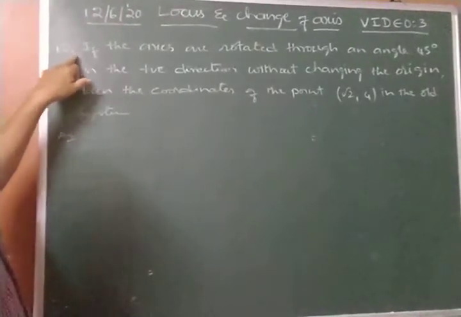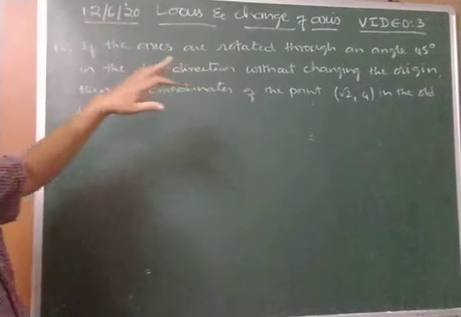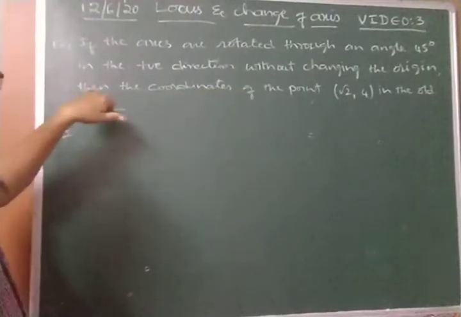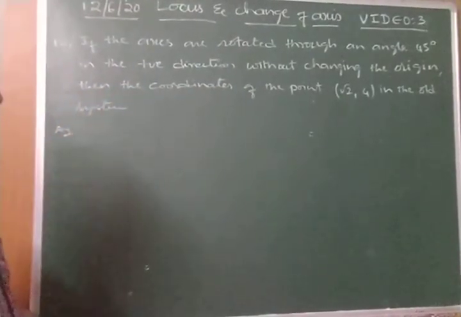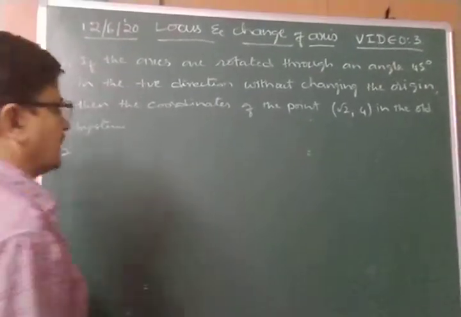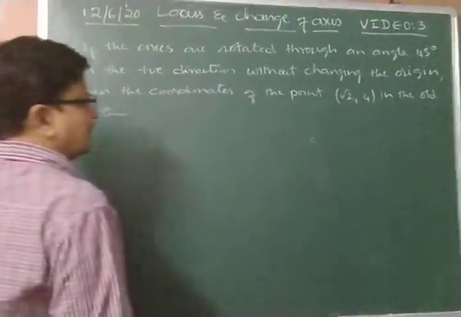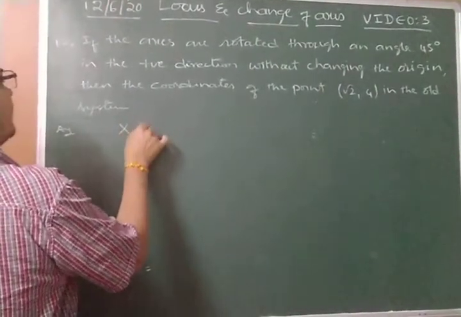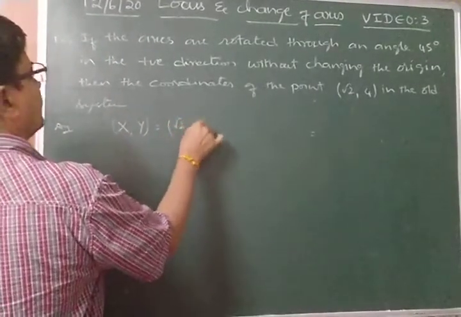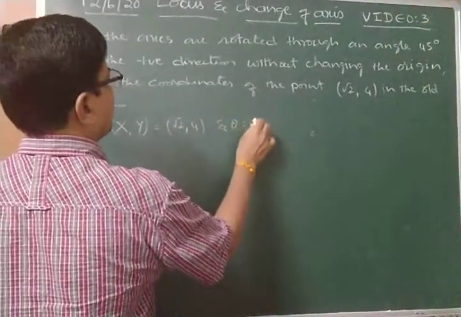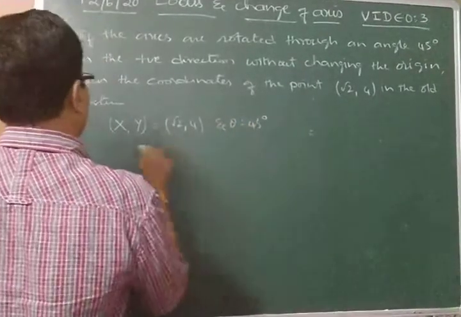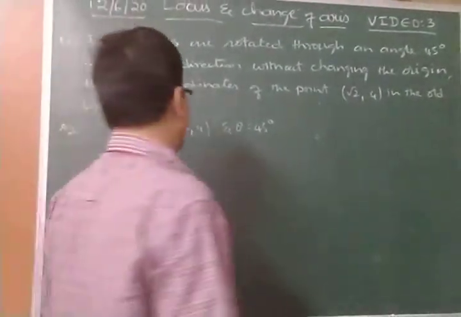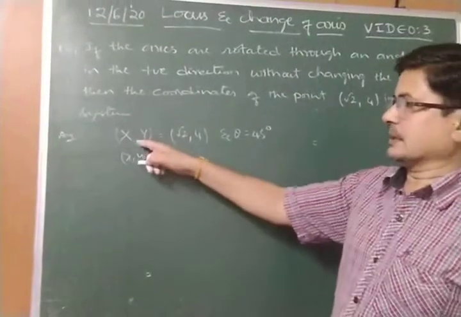Question number 12. If the axes are rotated through an angle 45 degrees in the positive direction without changing the origin, then find the coordinates of the point root 2 comma 4 in the old system. That means these are the points in the new system. Given points in the new system: capital X comma capital Y is equal to root 2 comma 4, and theta is equal to 45 degrees. Then what about small x comma y? That is the question. Old coordinates are small x, small y and the new coordinates are capital X, capital Y.